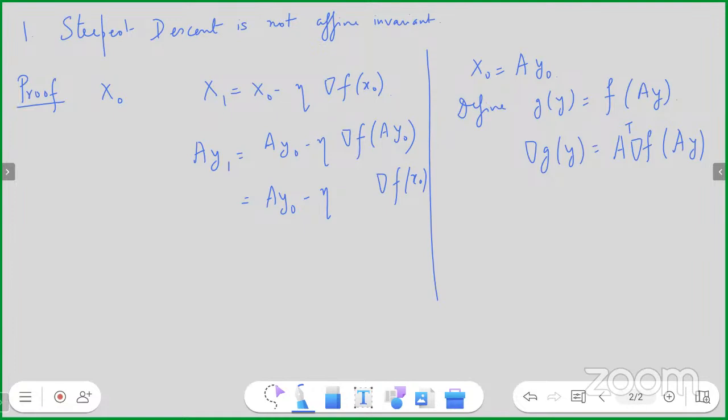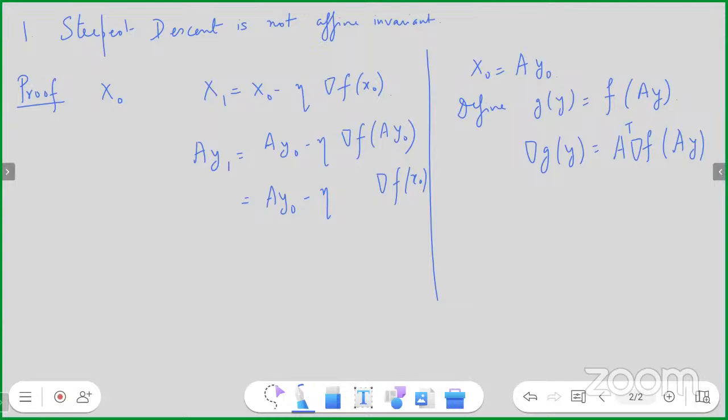Just apply the same algorithm. For the moment, let's take gradient descent. Let's keep it eta itself. Don't worry about choosing the right step size. And then Ay1 would just be equal to Ay0 minus eta A gradient f of y0. But that's not equal to gradient f of x1, which is what is written there. So why are we going around and around?